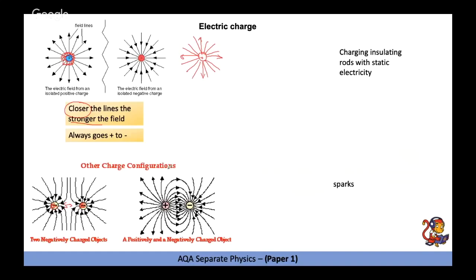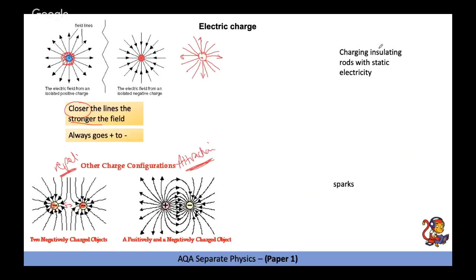And similarly over here we've got a plus and a minus being brought together. Well, now the field lines are going to go straight from plus to minus, showing that there is a force of attraction there. Okay, so opposites attract and like charges repel. Okay, and we must use those words attract and repel. Those are our key scientific words.